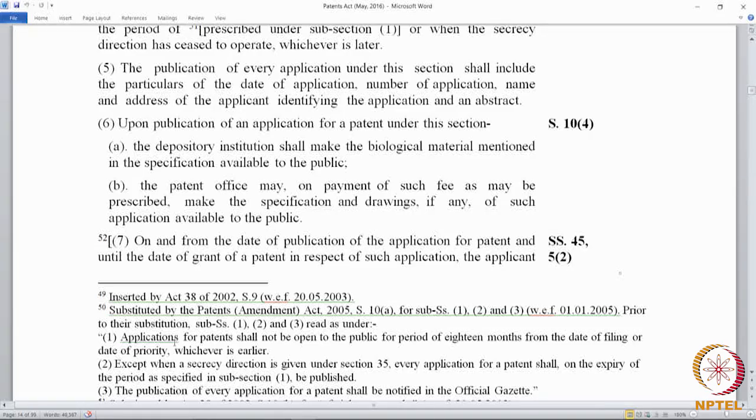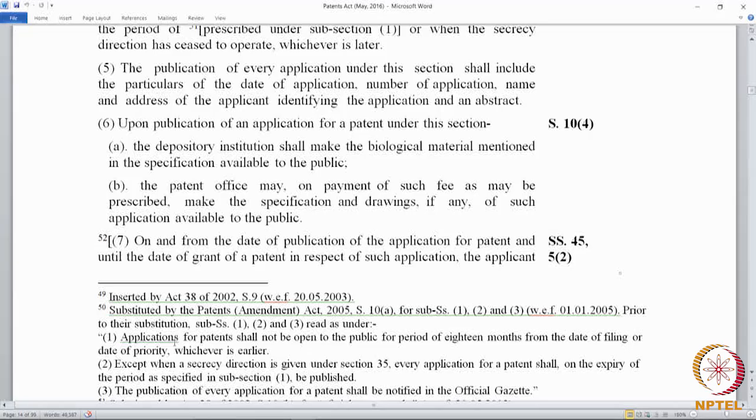11A6 states that upon publication of an application for a patent under this section, A, the depository institution shall make the biological material mentioned in the specification available to the public. We saw that under section 10(4), where in certain cases you had to deposit the biological material before a depository. So, once the application is published, the material will be made available to the public. Till such time, the material is also kept in the dormant state.